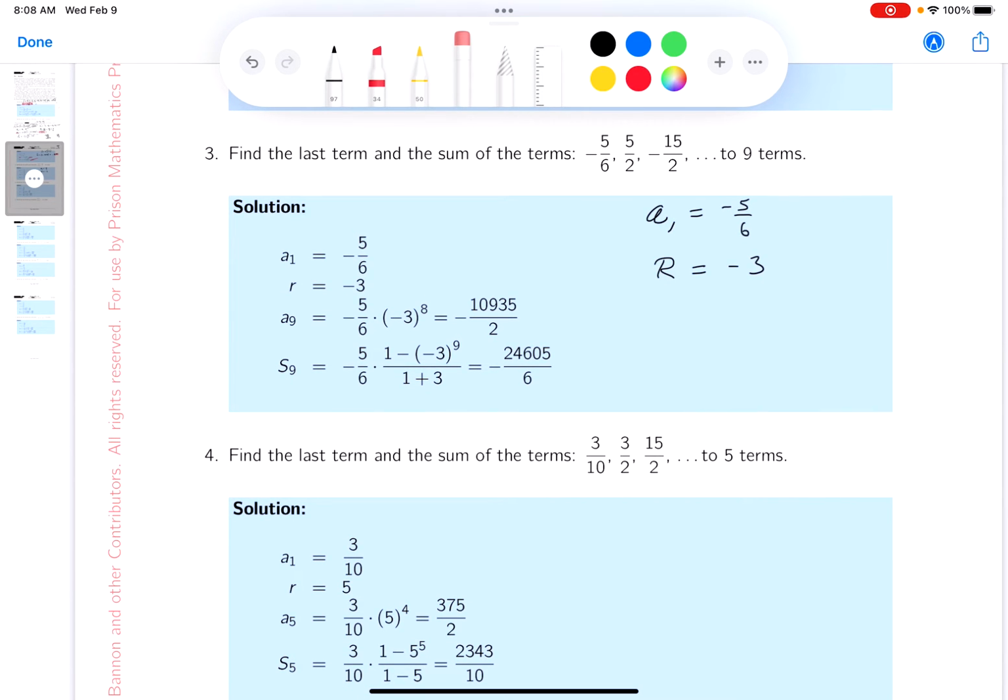And then the question is, what's their question? They want me to find the last term, so they really want to find A9. Before I do that, I want to write down what AN is. AN is going to be A1 times R to the n minus 1. So A9 is going to be A1. Well, A1 is minus 5/6. And what's R? R is minus 3, and that would be to the 8th power, all right?